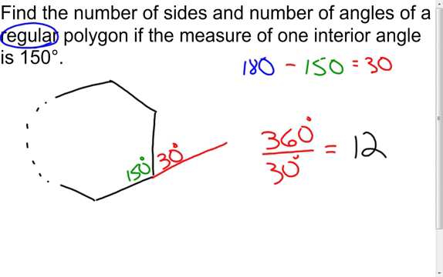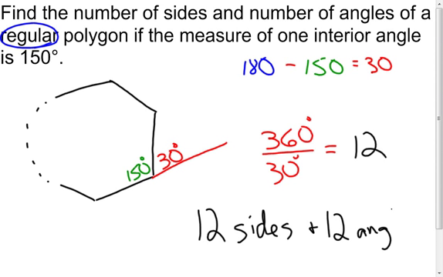Now if it has 12 exterior angles, that's going to mean that it's going to have 12 interior angles, and that also means that it has 12 sides. So I'm going to have 12 sides and 12 angles for this regular polygon that has one interior angle having a measure of 150 degrees. That's one way to look at it. Like I said, that's me being my picture person.